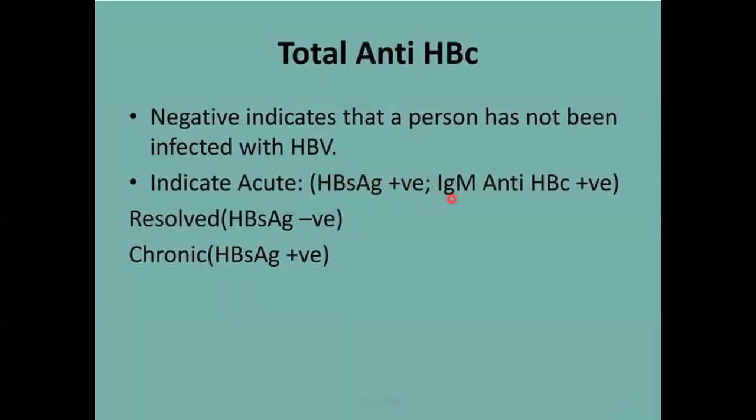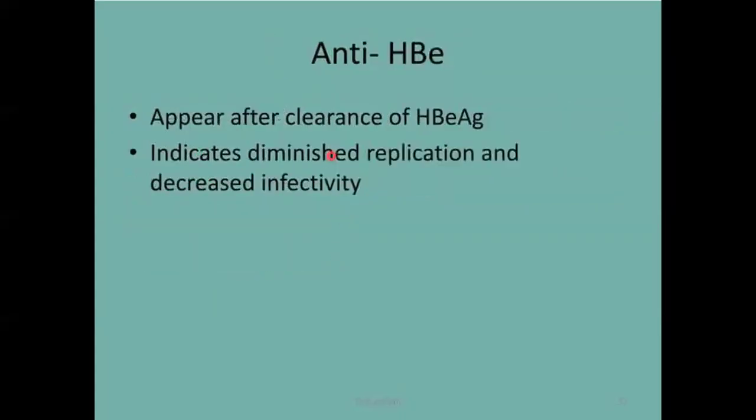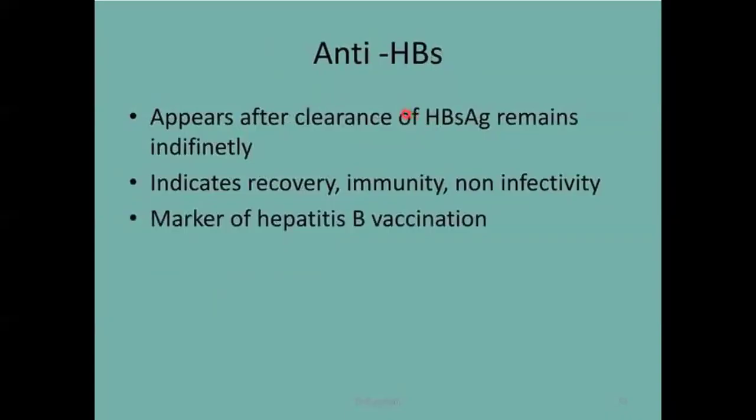And then IgM anti-HBC. This will be positive all the time, even during the window period. And then hepatitis B E antigen can also be positive if replication is occurring in your cells. If the infection has resolved, remember we said antigens are not present when the infection has resolved, so this will be negative. In a chronic person, it will be positive. Okay, then this one we have understood.